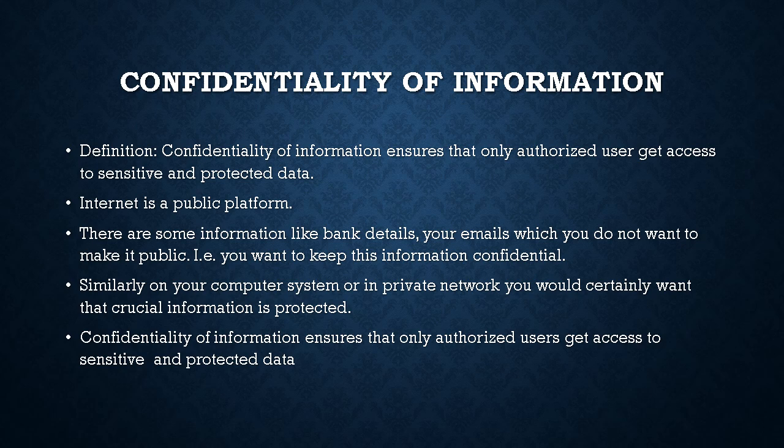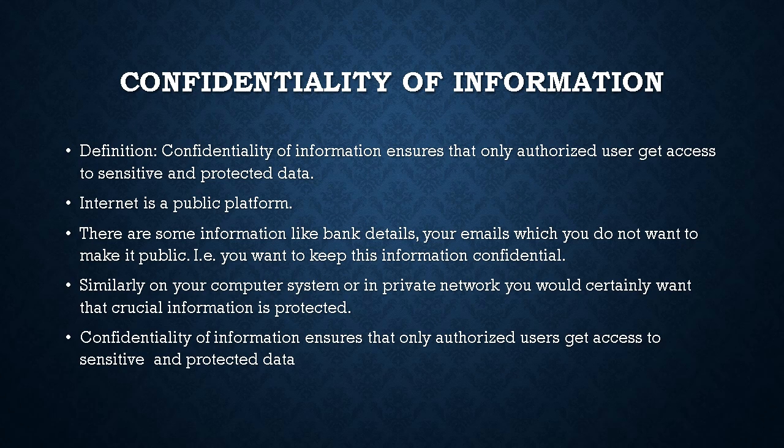Confidentiality of information. Now the definition: confidentiality of information ensures that only authorized users get access to sensitive and protected data. What is confidential? Confidential means something that is secret, that you want to share only with your personal friends or your family. Confidentiality of information ensures that only authorized users get access to sensitive and protected data. For example, your ATM card number, your ATM PIN, and your bank account details. These are confidential information that you won't make public or show to anyone.